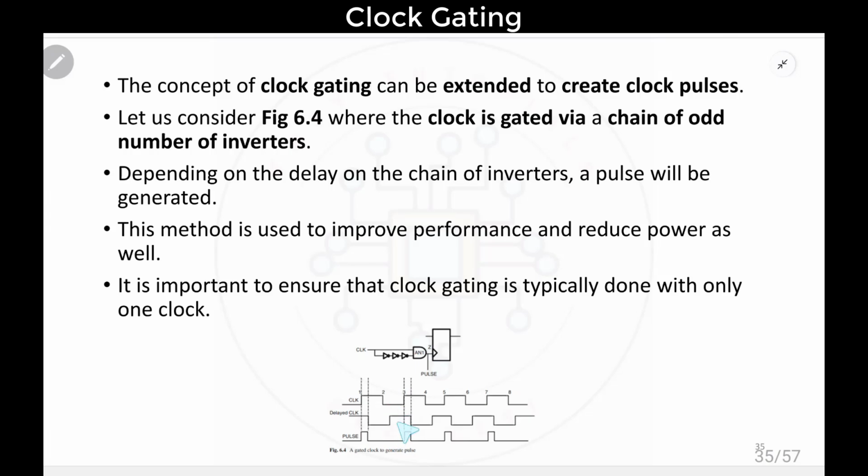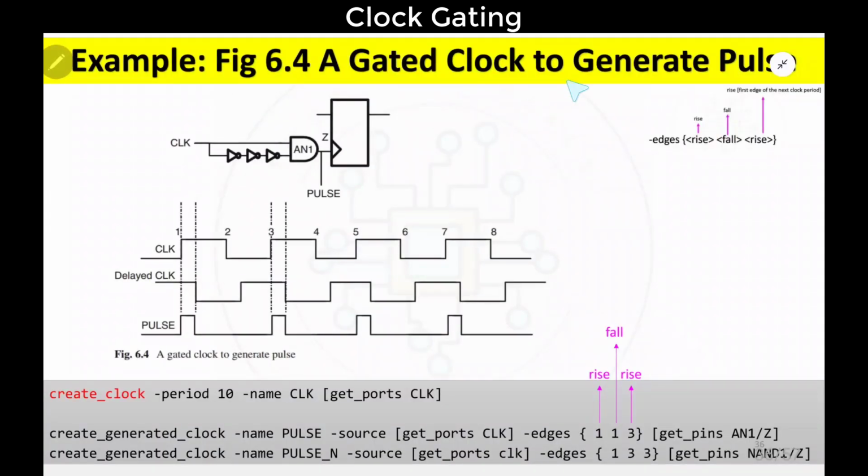Now let us see what is happening here. In the figure, a gated clock is used to generate pulses. We apply a clock, and the delayed version is applied to the other pin of this AND gate, and by using that we get the pulse. For one AND gate I apply one input, and for the other input I give some delay, so that I get an output which is nothing but a pulse. This is the clock that I am applying and this is the delayed version, delayed using 3 inverters, and I am getting some pulse.